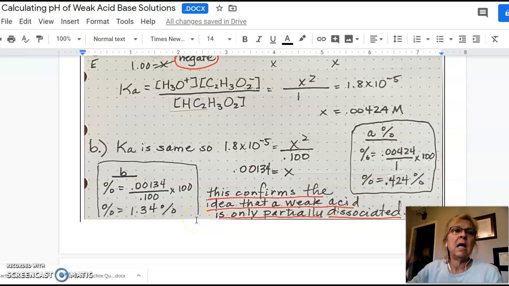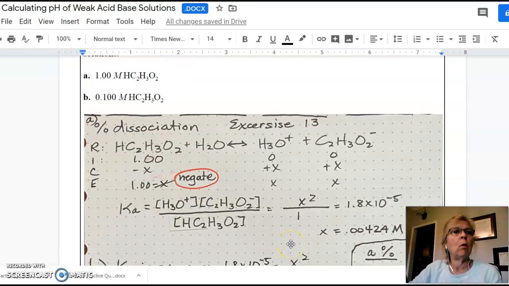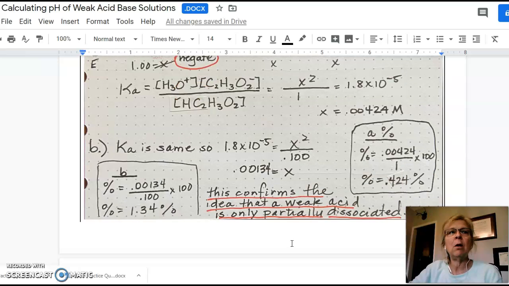So the idea is that, in fact, we understand weak acids only partially dissociate. If you need to stop the video right now so you can get some writing done, please do that. If you need to go back to get some more writing done, remember, you are taking notes of all of this. My intent is that, yes, you are writing everything down.